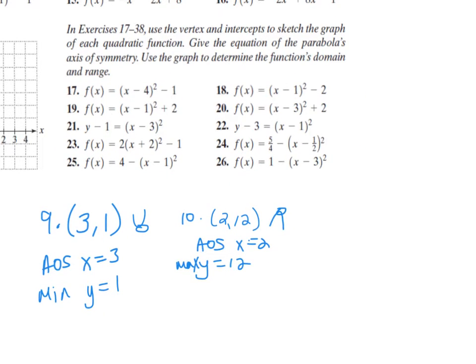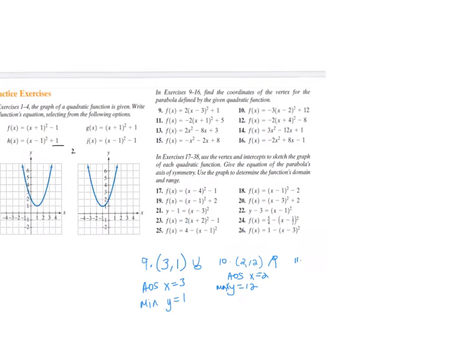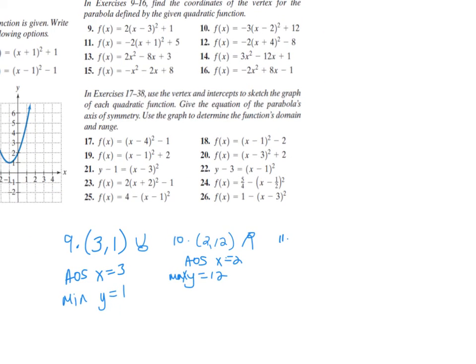Okay, so let's look at 11. What's my vertex in 11? Negative 1, positive 5. Which way does 11 open? Down. Good. So that means my axis of symmetry is at x equals negative 1. Do I have a maximum or a minimum? Maximum. There's a maximum at y equals 5. Good job.